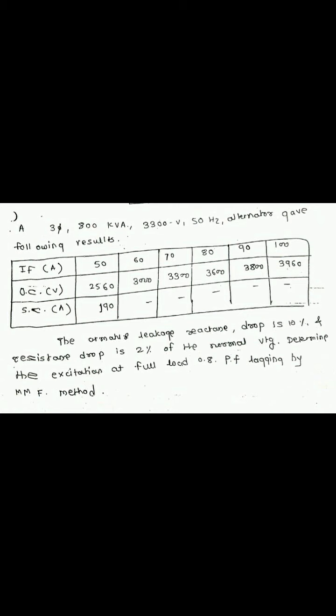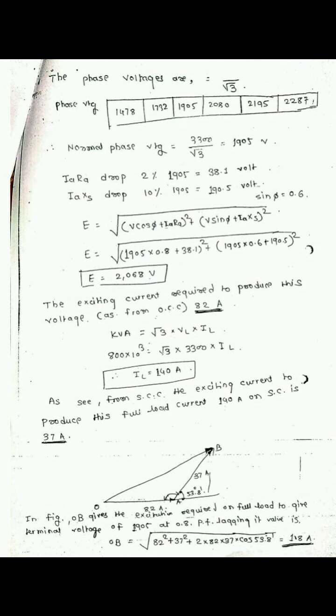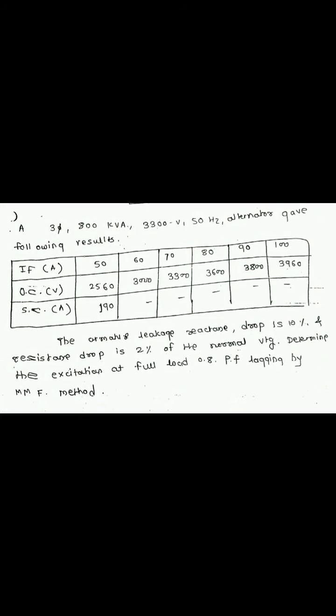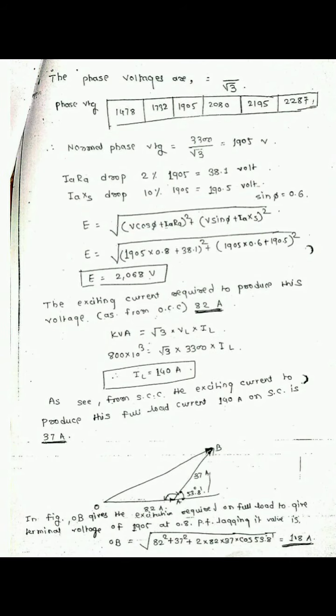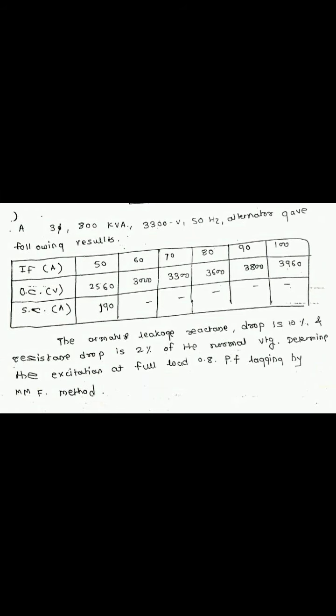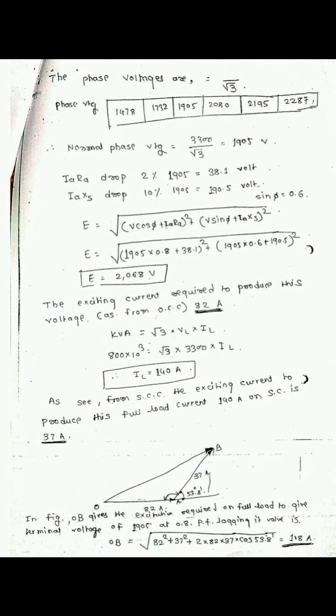We want to find out the value of E. So the first step is to convert that voltage into a phase voltage. The phase voltage values are 1478, 1732, 1905, 2080, 2195, 2287 for the corresponding values of open circuit voltages. The normal voltage in the given problem is 3300, so convert that voltage into a phase voltage, that is 1905 volt.